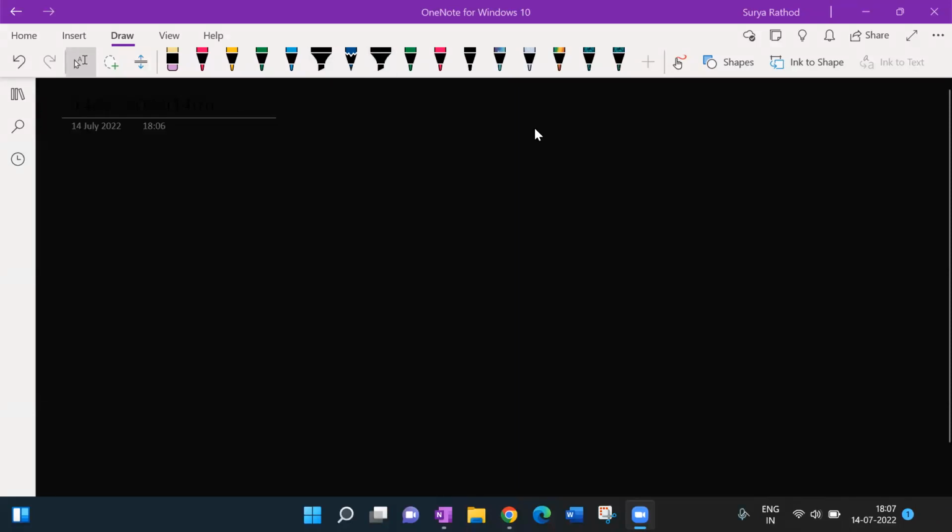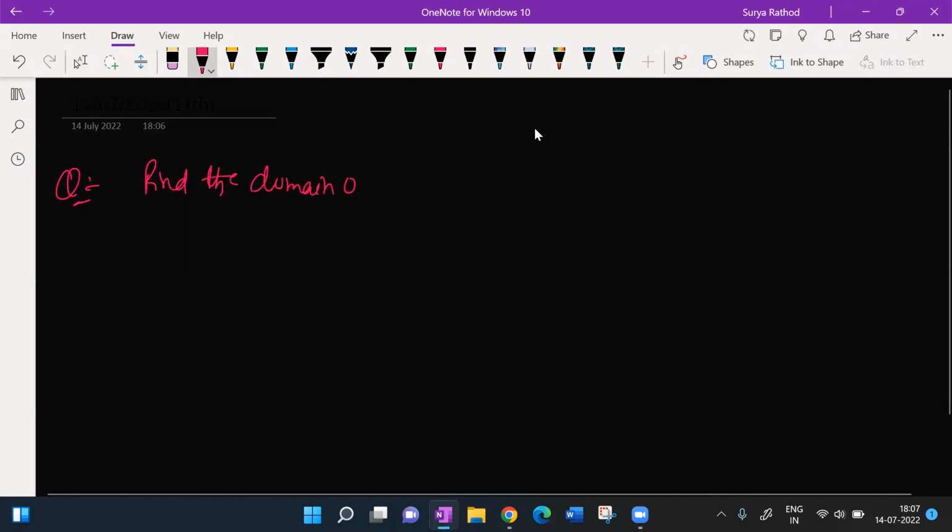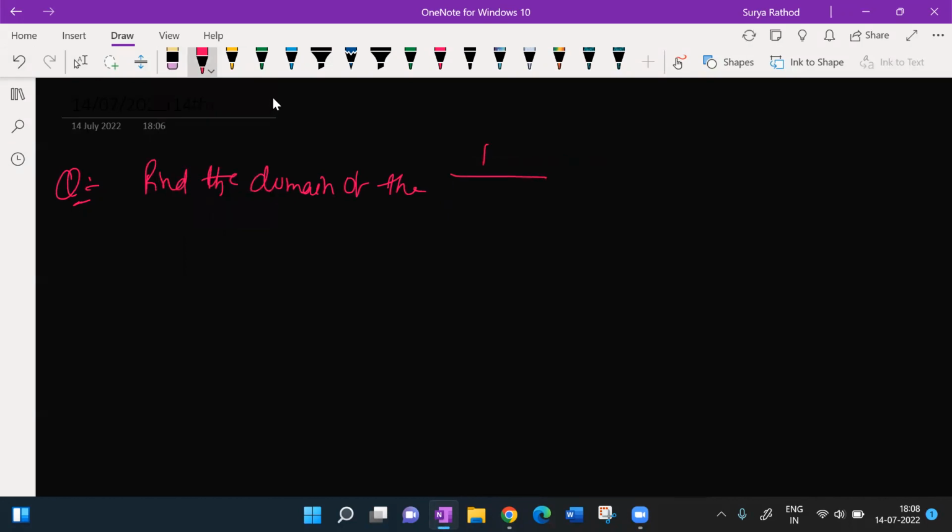So look at the board, everyone. What is the domain of the given function? Let me give you a question. Find the domain of the function called square root of 1 by square root of 25 minus x square. Tell me the answer of this.